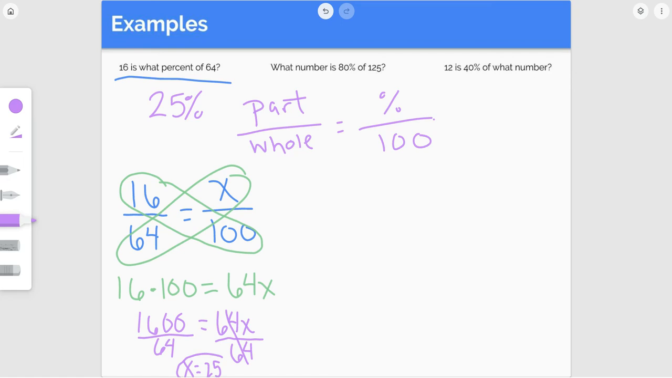All right, and that makes sense because 16 is a small part of 64, right? It's not near the whole thing. If it was the whole thing, it'd be 100%, so that makes sense. All right, moving on to this one.